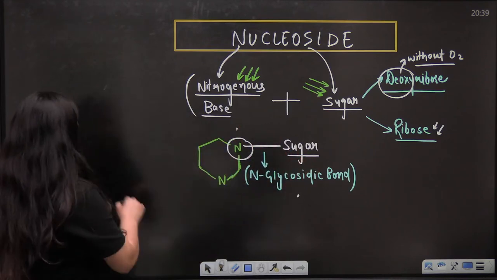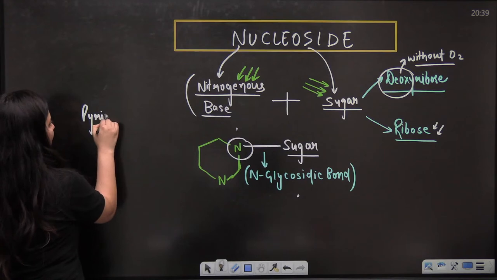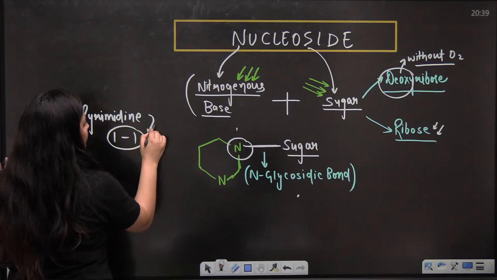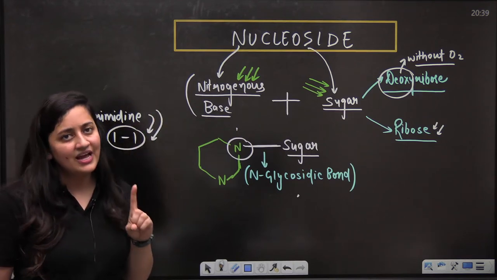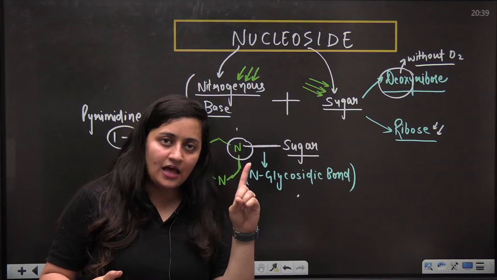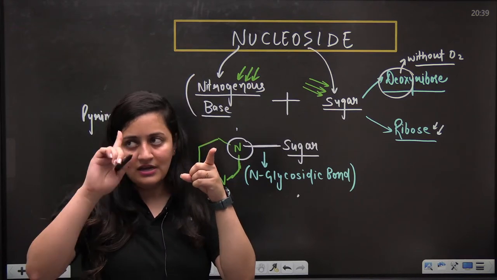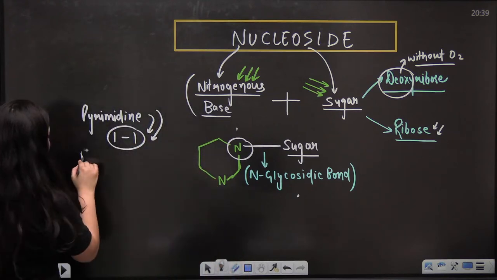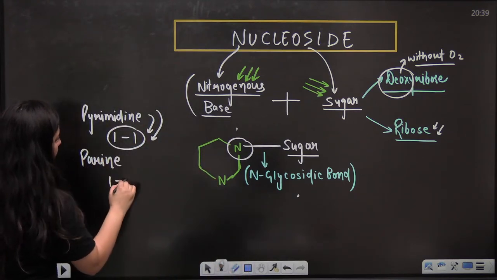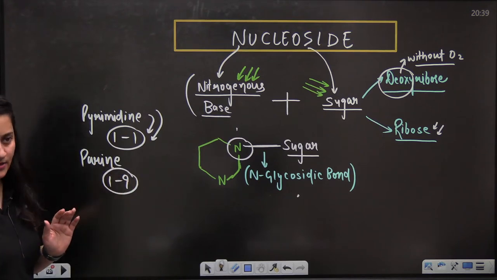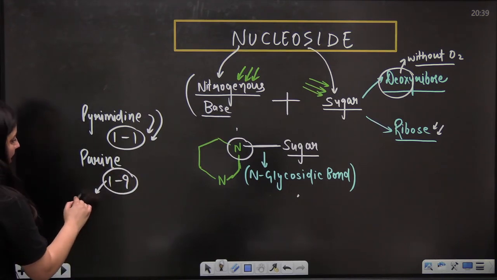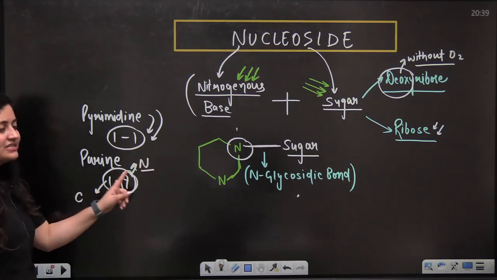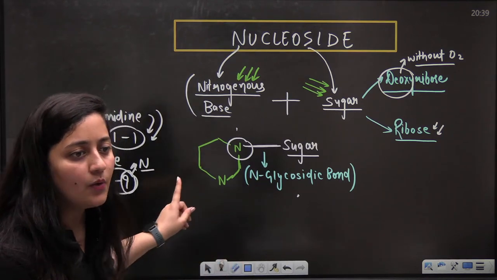When it is the pyrimidine, it is going to be a 1-1 N-glycosidic bond, meaning carbon at the first position of the sugar and nitrogen at the first position. And when it is purine, it's 1-9, meaning carbon at the first position of the sugar and nitrogen at the ninth position in the ring. So, that is how it is going to make the bond.